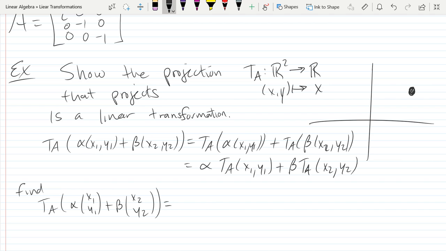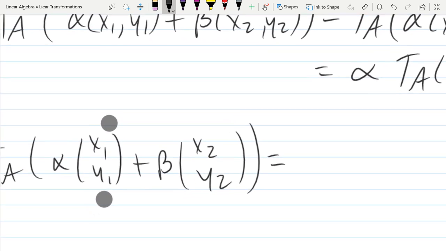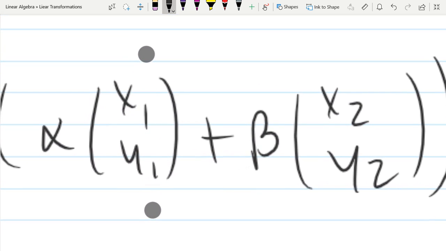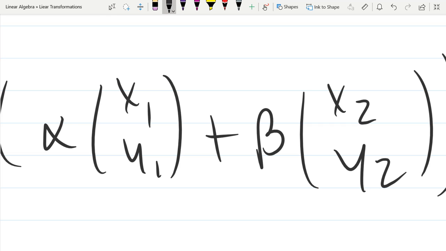All right, so at this point, I can't say that it just splits over addition. I don't know what TA does to a sum, but what I can do inside here is distribute my alpha, distribute my beta, and then add them together. So I don't know what TA does to a sum or scalar multiples, but I know how to deal with scalar multiples and a sum algebraically without applying the T function. So that's exactly what we're going to do right now.